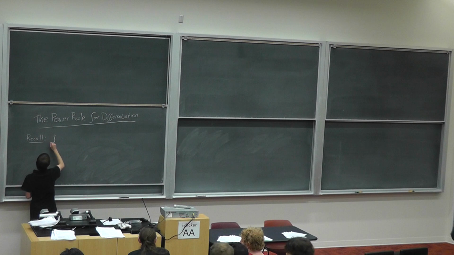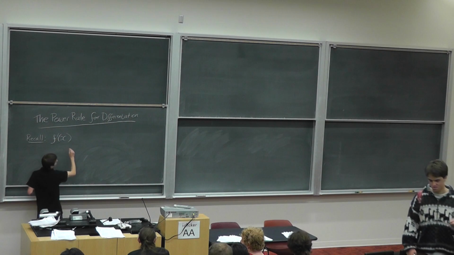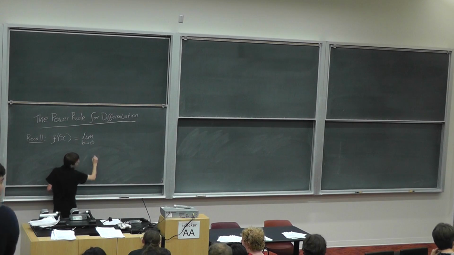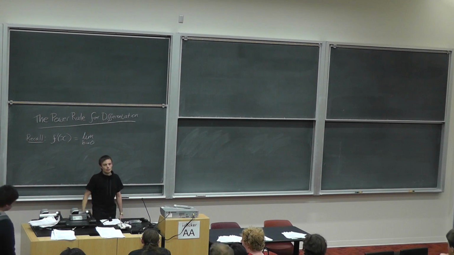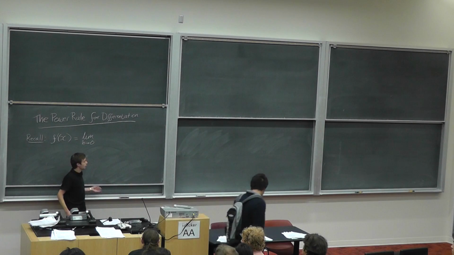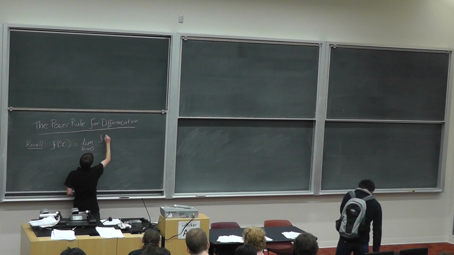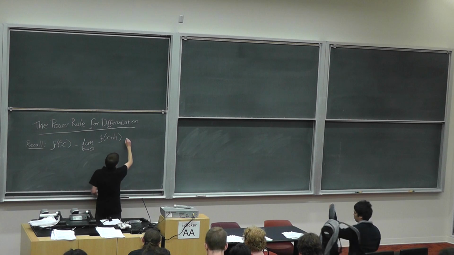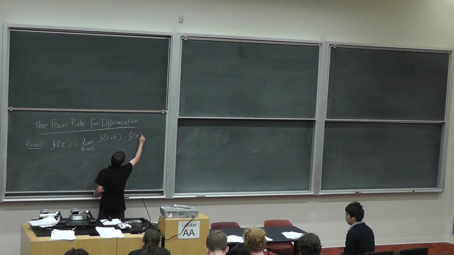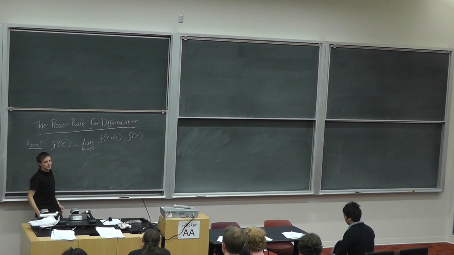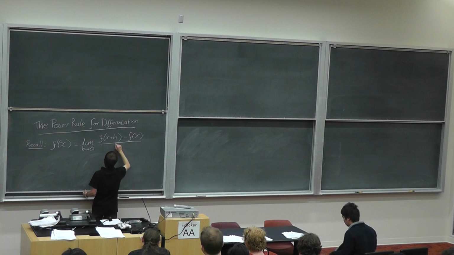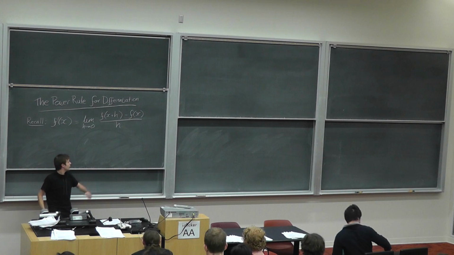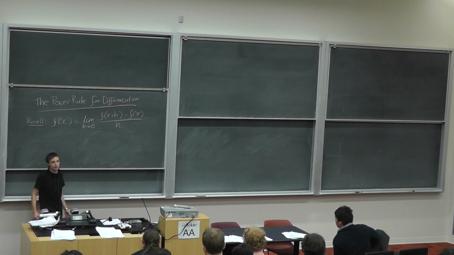So you have the derivative of a function f of x is the limit as h goes to 0 of 1 over h times f of x plus h minus f of x. So this is the definition you learned on Friday. I'm going to leave this up here for the lecture because we're going to need it quite a bit today.